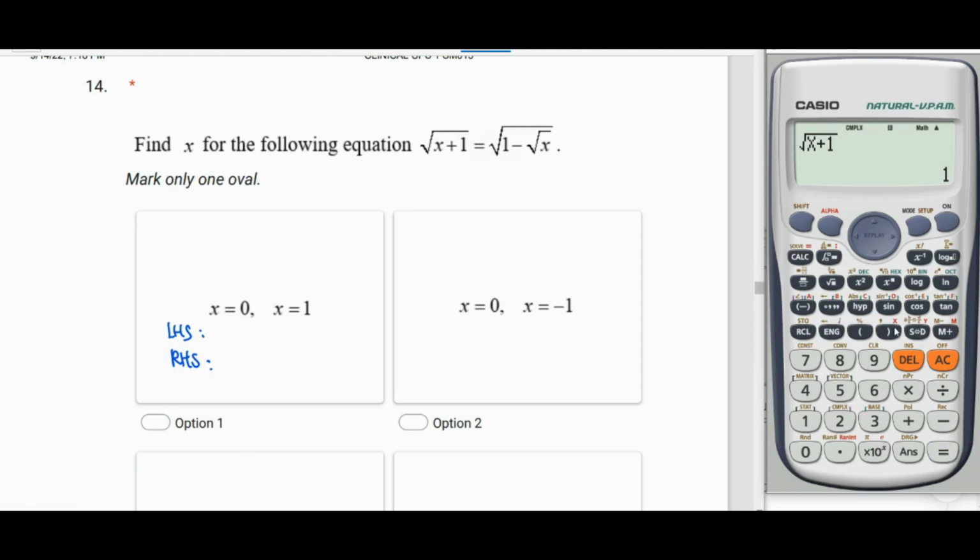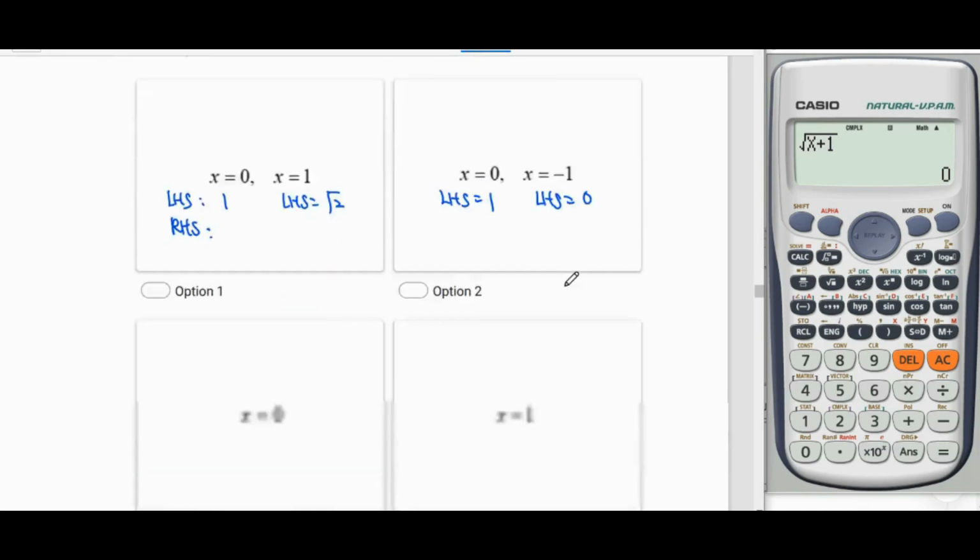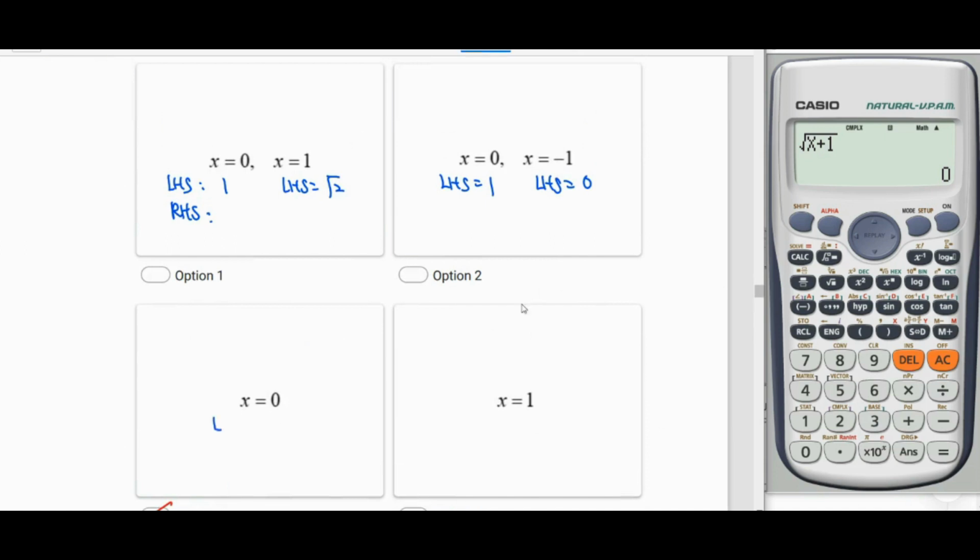X is 0, so the answer is 1. Again, I calculate for 1. The answer is 2. So this 0 we already have. So I want to test for negative 1. Calculate for negative 1. The left hand side gives you 0. Okay, so this has been done. When x is 0, the left hand side is 1. When x is 1, the left hand side is 2.